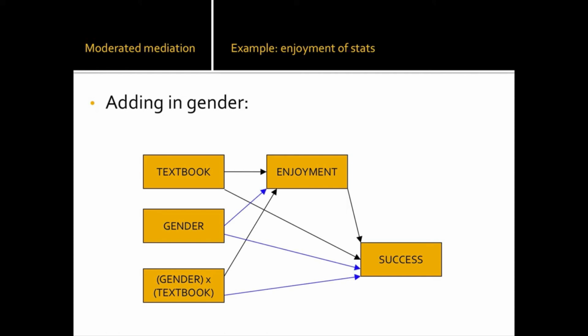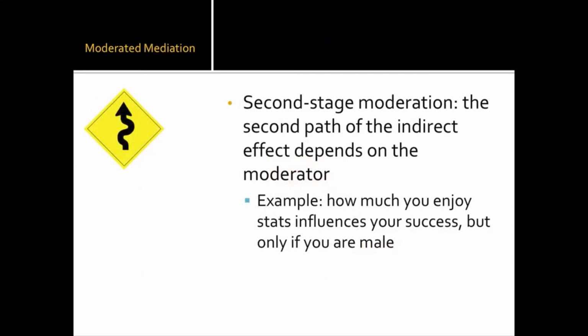Then we add in these other arrows. There's a gender main effect, I should say, that we could add in, such that gender is predicting enjoyment. Maybe males are enjoying stats more, something like that. And gender is predicting success. Maybe males are less successful than females. I don't know, something like that, right? That has nothing to do with the moderation, nothing to do with the mediation there. And then we also have the gender textbook interaction influencing success directly. That's optional as well. That's more like what we're about to talk about next, which is second stage moderation.